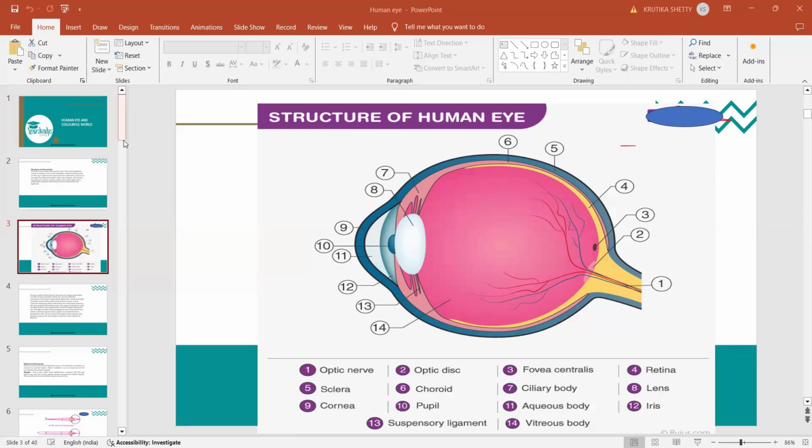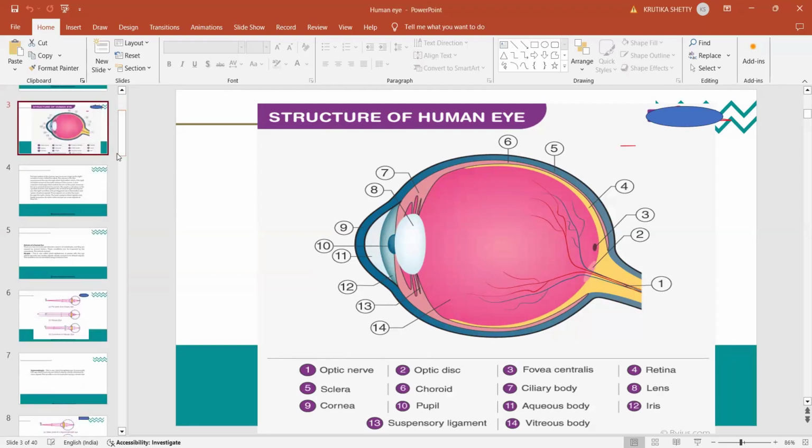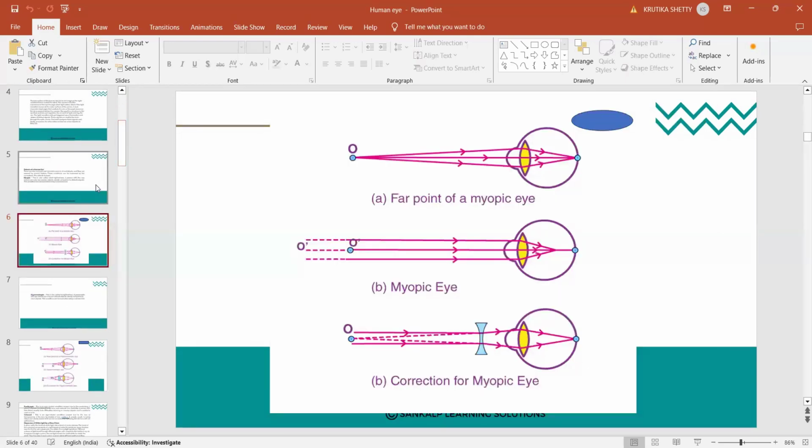You will learn biology in more detail. Here, mainly we need the ciliary muscles, the eye lens and the retina. Okay, so now we are discussing some of the defects of the eye here, students. The first one is myopia. Okay, this is the first defect we are discussing, myopia. So what is myopia here?